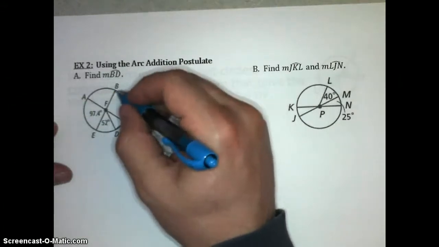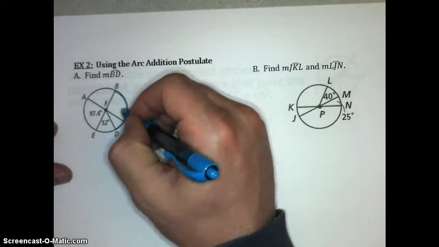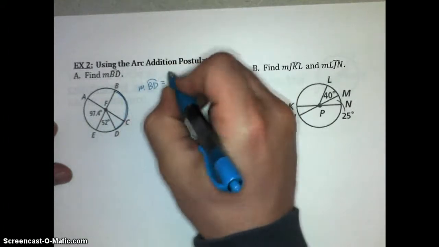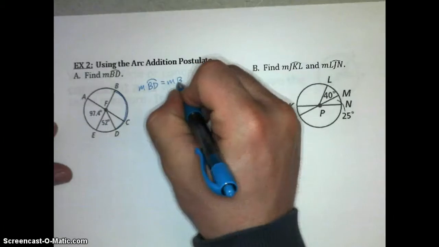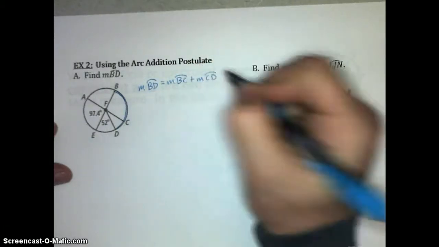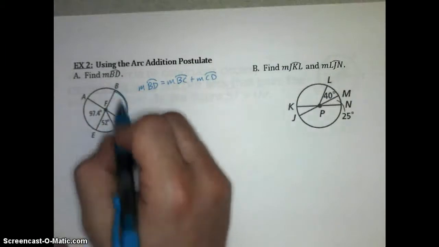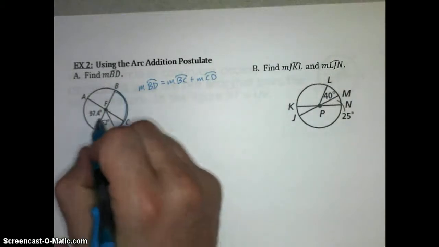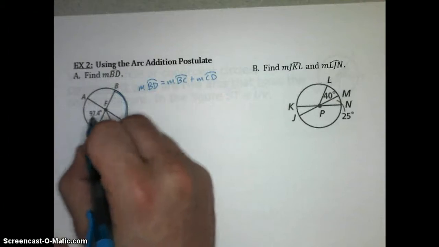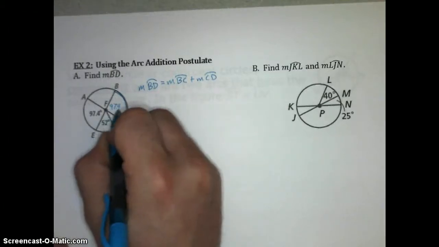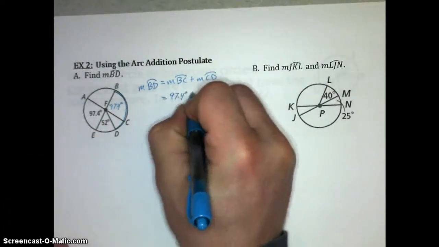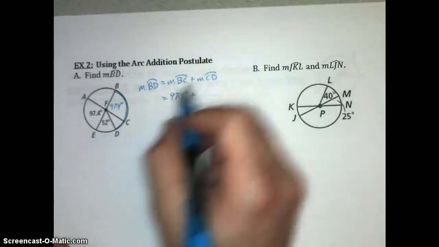So to find the arc measure for BD, which is the sum of these two parts, we need to find the measure of arc BC and add the measure of arc CD. Now, BC, you'll notice, is formed by the intersecting lines AC and BE, so we have vertical angles. So this is also 97.4 degrees. That means the measure of arc BC is 97.4 degrees. Now we just need to find the measure of arc CD.